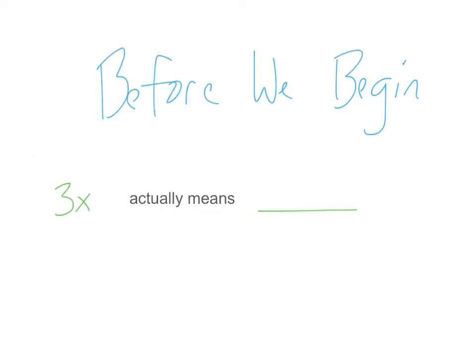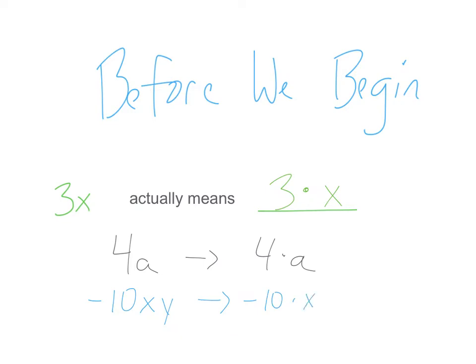So one important thing before we begin is we need to understand what something like 3x means. What does 3x mean? It actually means 3 times x, okay? 3 times x. So what would 4a actually mean? 4 times a. What would negative 10xy mean? It actually means negative 10 times x times y.